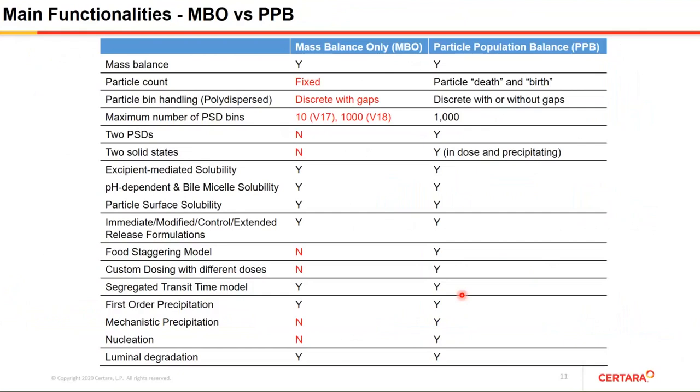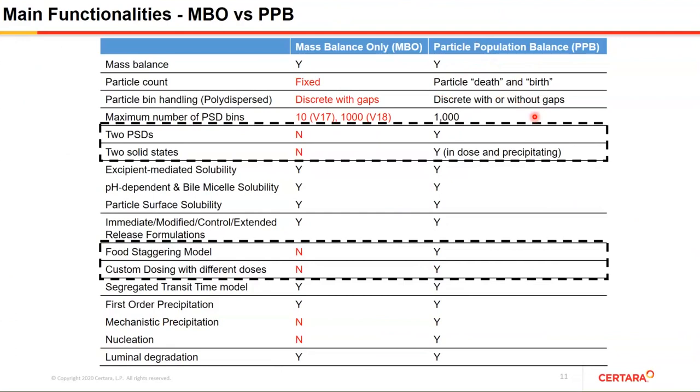So just to provide a brief comparison between the main functionalities of the mass balance only model versus the particle population balance model. We talked about particle death and birth, which can be considered in a PPB model. This is a more realistic situation. The particle size bins can be easily handled, so there is more flexibility. And two of the main things I wanted to mention here are that with the particle population balance model, you now have the ability to model two solid states. By two solid states, I mean that if in a product, for instance, in an amorphous solid dispersion, you may have some crystallization happening, so you may have two moieties, the amorphous and the crystalline. You can use this model to model both the crystalline as well as the amorphous part simultaneously.